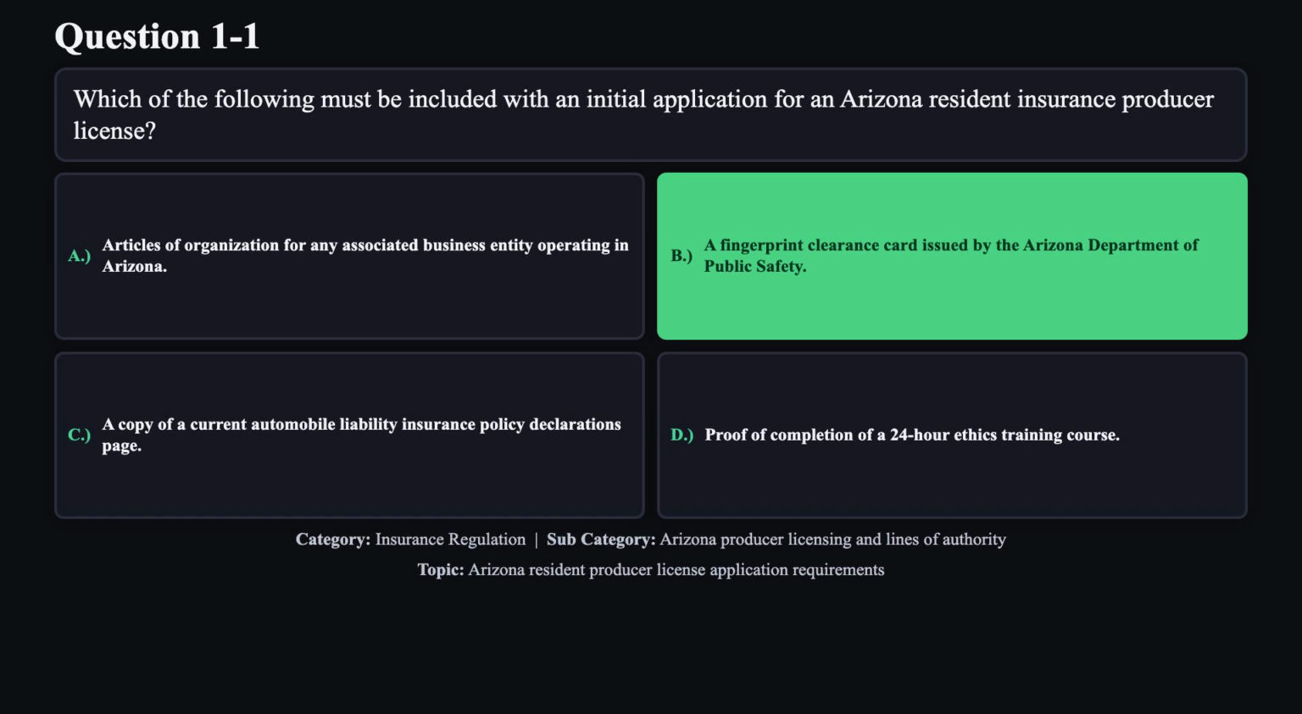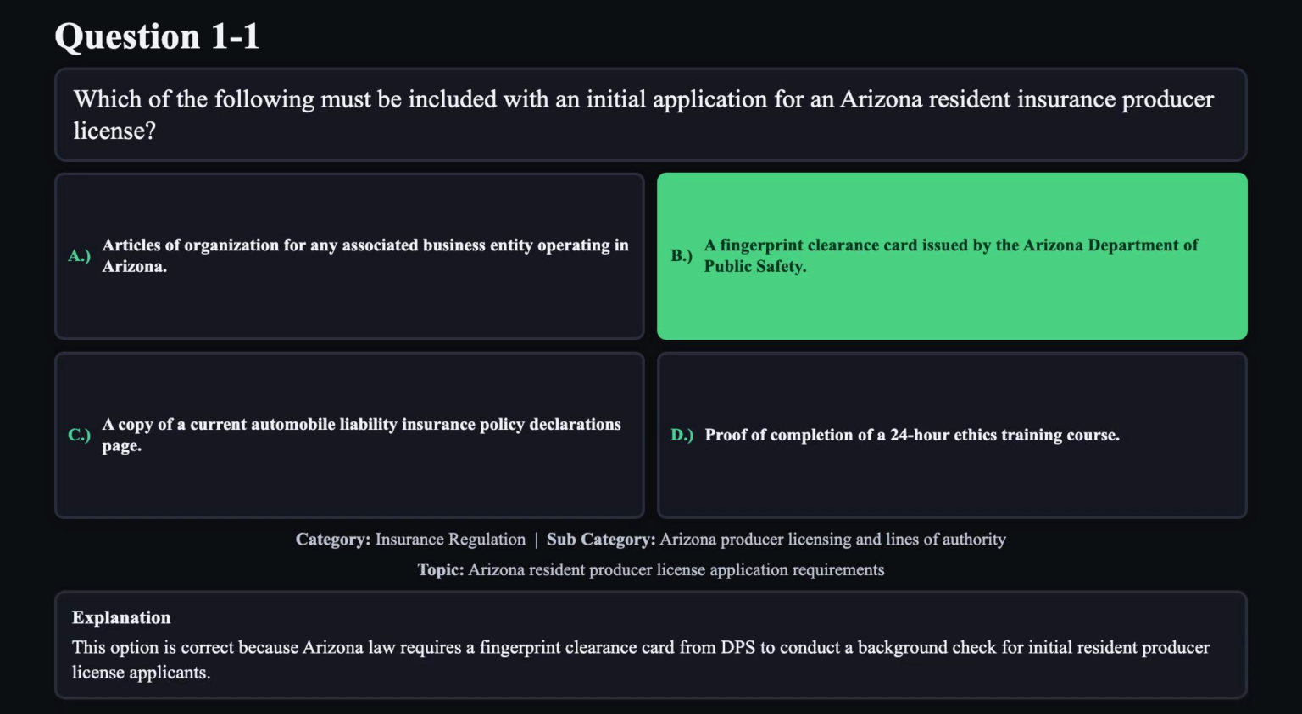The correct answer is B. This option is correct because Arizona law requires a fingerprint clearance card from DPS to conduct a background check for initial resident producer license applicants.